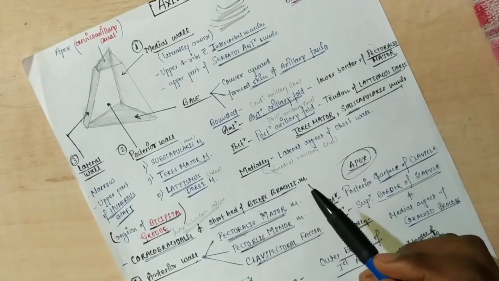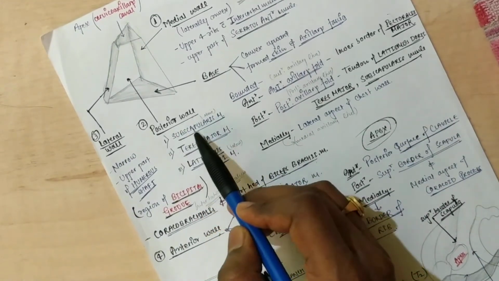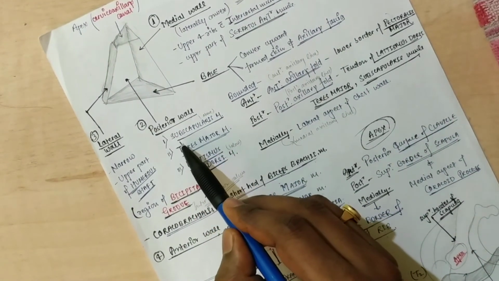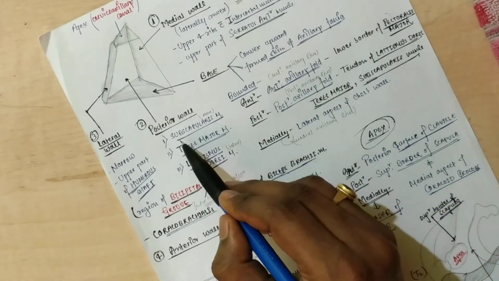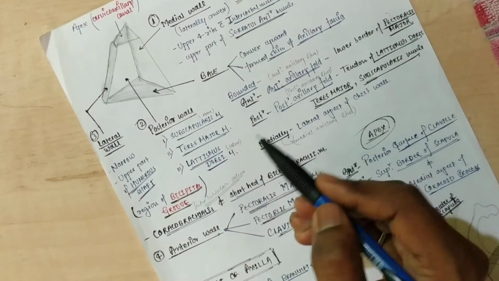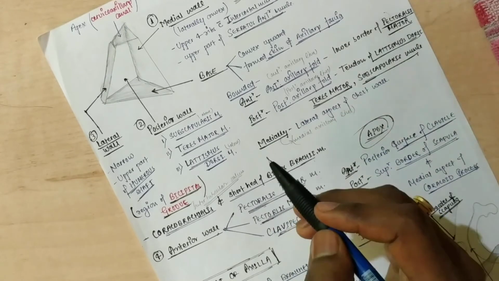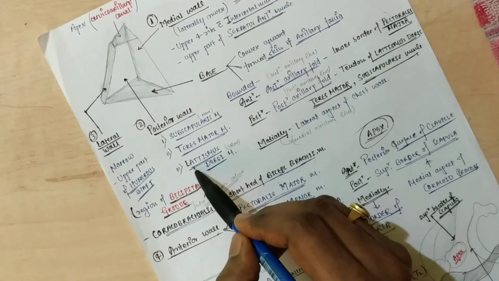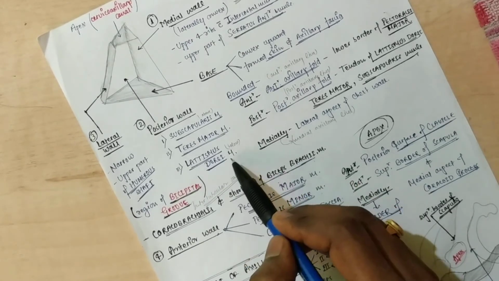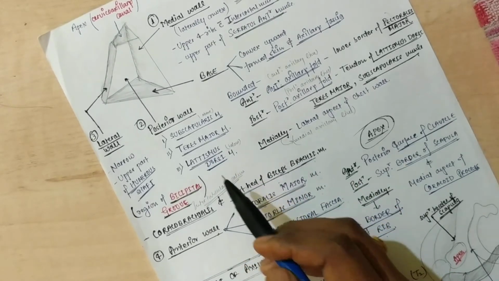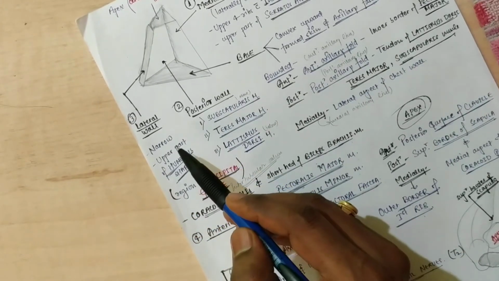Now we will talk about the posterior wall, which is formed by the subscapularis muscle above, then the teres major muscle, and the latissimus dorsi muscle very below. It is present below, and latissimus dorsi is a back muscle, as we all know. And now we will talk about the lateral wall, which is very narrow.